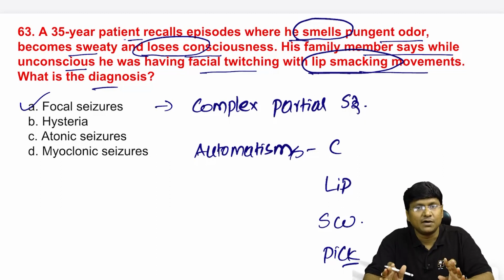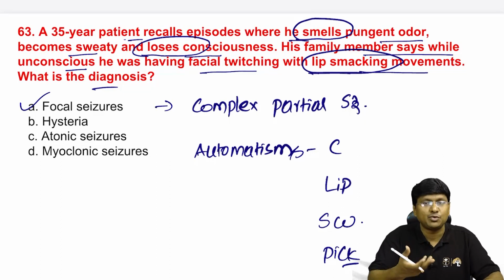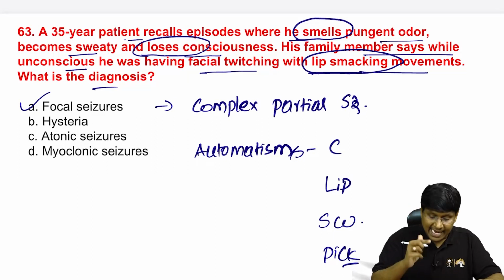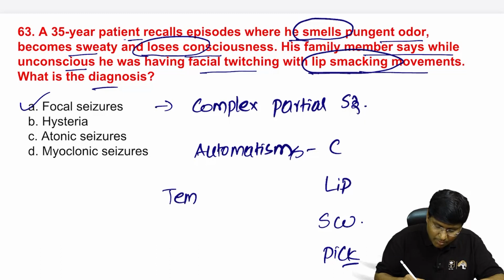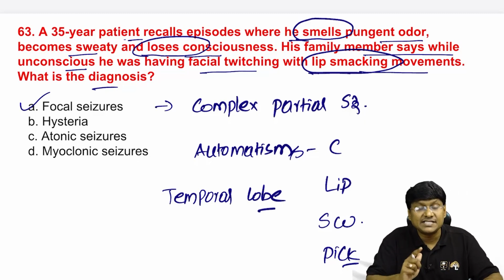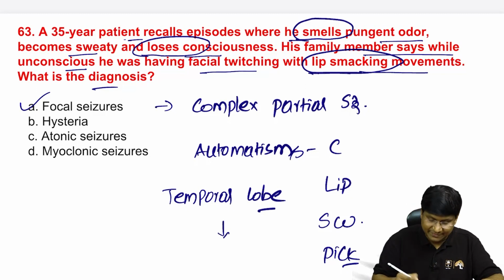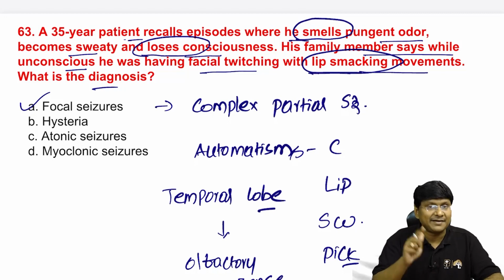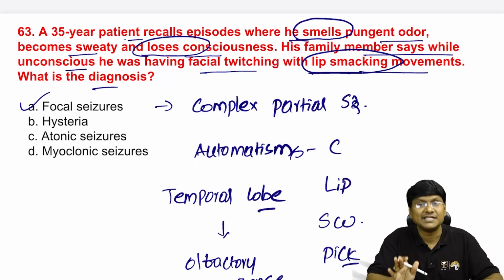And remember, in case of the complex partial seizures, there will be transient impairment of the patient's ability to maintain the normal contact with the environment. So there is loss of consciousness. The lobe which is being affected is the temporal lobe. Due to involvement of the temporal lobe, these patients will have abnormal olfactory sense before the episode. Whenever the temporal lobe is involved, those will be the manifestations.